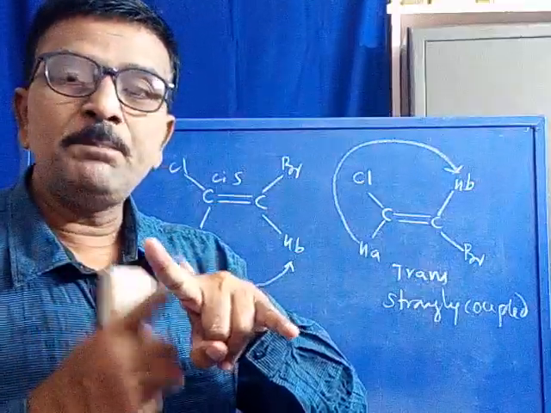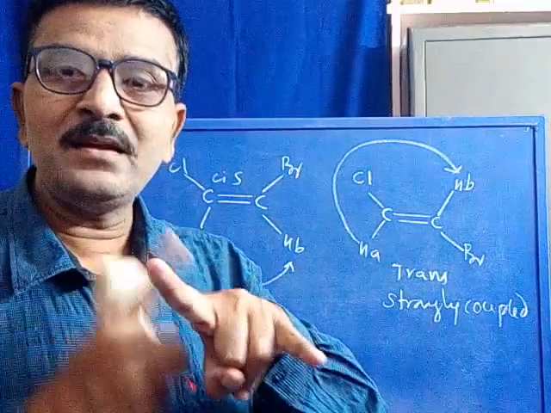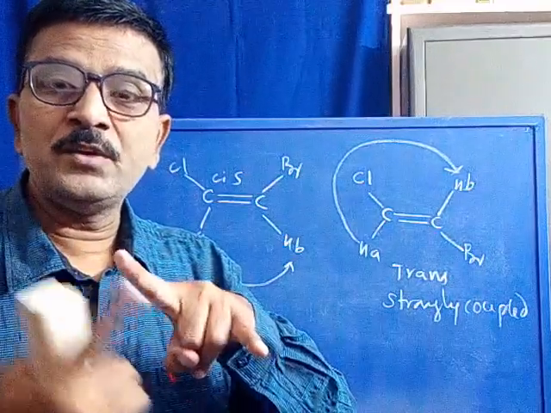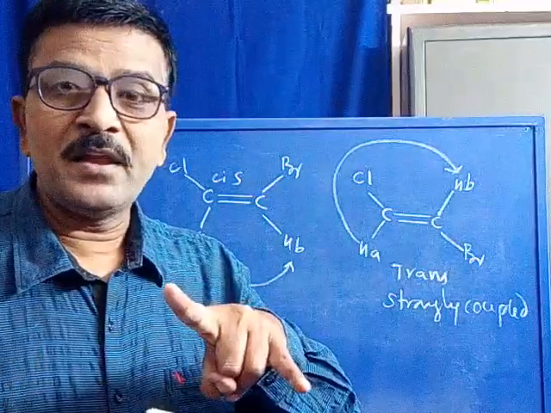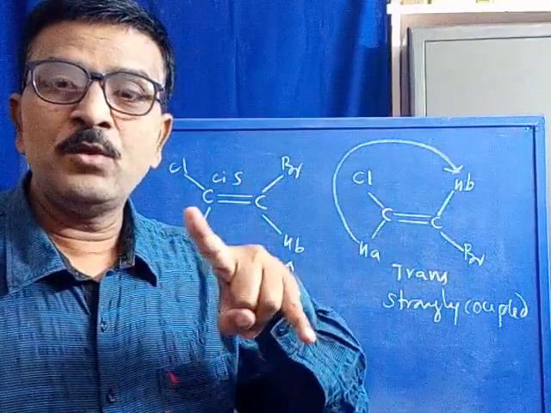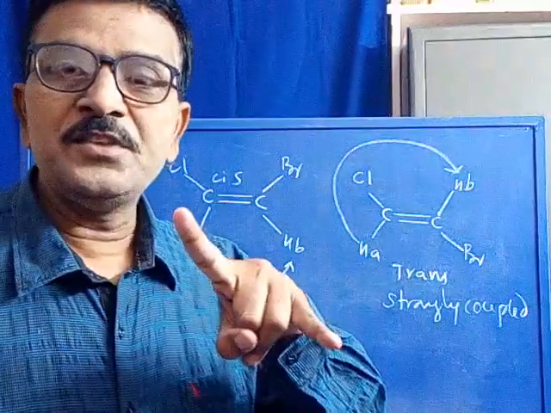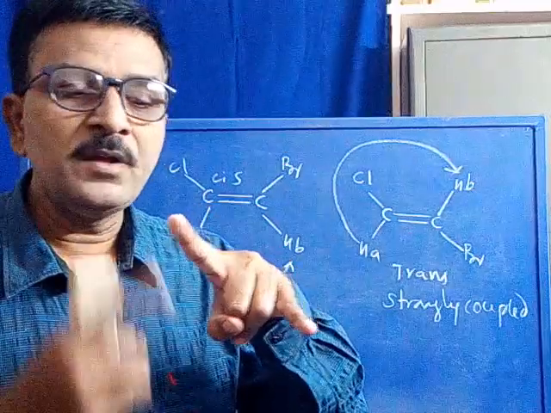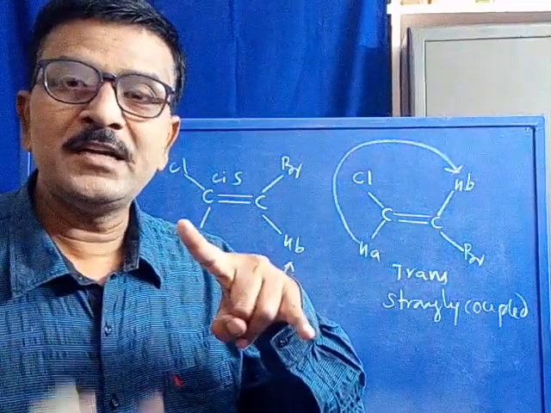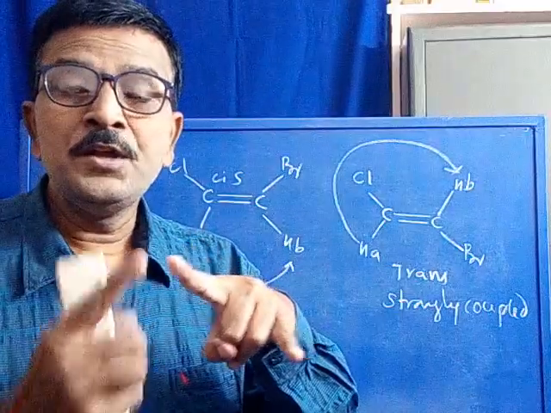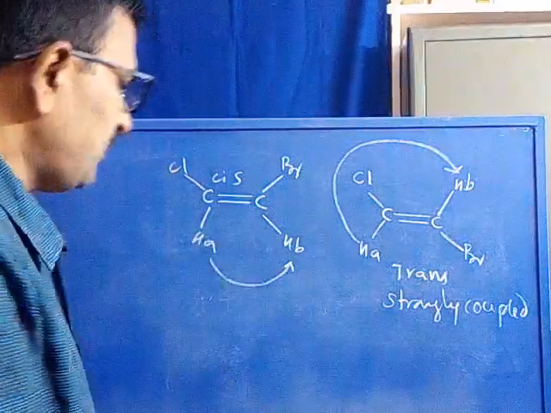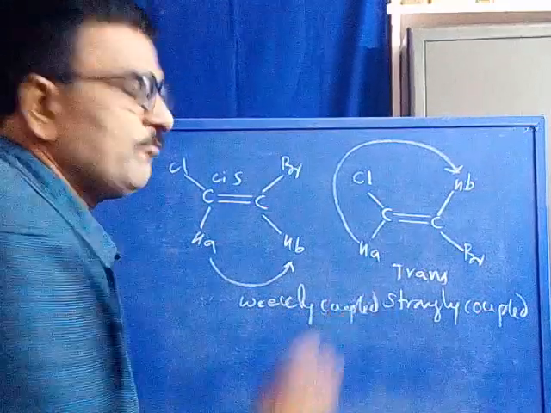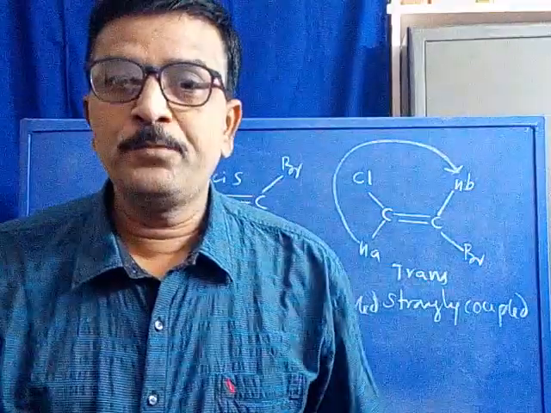What happens? The planarity of the whole molecule is diminished. That means the bonding electrons between Ha and Hb are not in one plane, as one hydrogen is just below the plane of the molecule and the other hydrogen is just above the plane of the molecule. As the bonding electrons are in different planes, the nuclear spin is transmitted, but its transmission is somewhat difficult. Therefore, coupled but weakly coupled. So this is about the mechanism of spin-spin coupling.